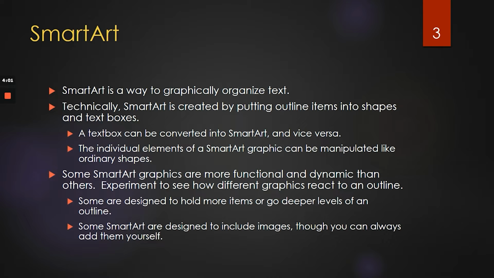Some SmartArt graphics are more functional and dynamic than others, and the only way to know how your outline will react with the SmartArt is through experimentation. So some SmartArt will hold more items than others, some will go deeper than others. If it doesn't go more than a couple levels deep, it'll just start putting a bullet list inside of the shape instead of creating more shapes. And sometimes if you've got too many items, they won't show up at all, and the outline will exit out. And I'll show you a demonstration of that.